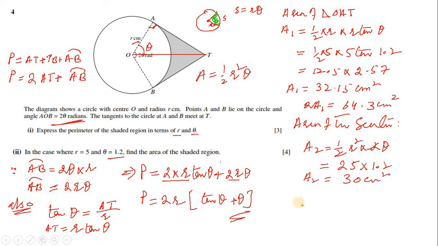Finally, the total area of the shaded region would be twice of A1 minus A2. And then finally your area A would be equal to, subtracting 64.3 minus 30, the answer will be 34.3 centimeter square. This is the area of the shaded region.